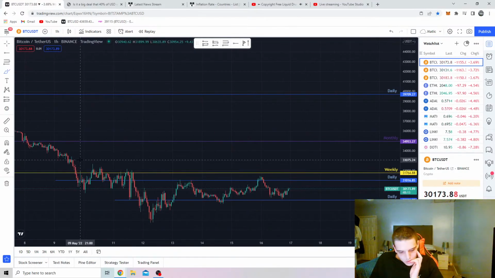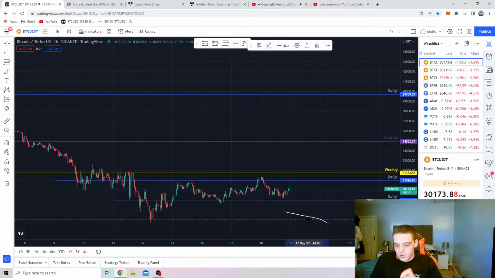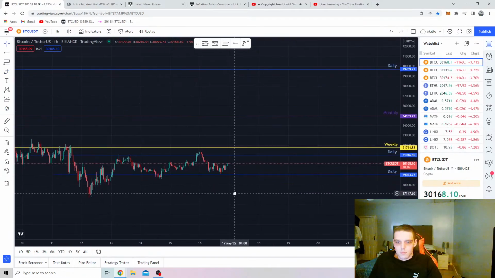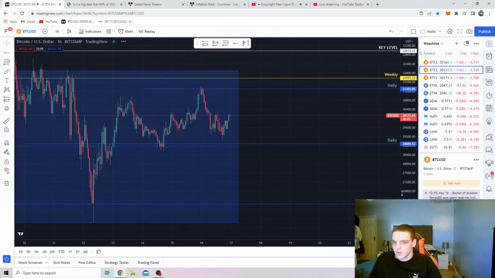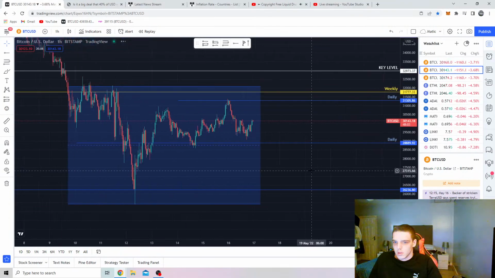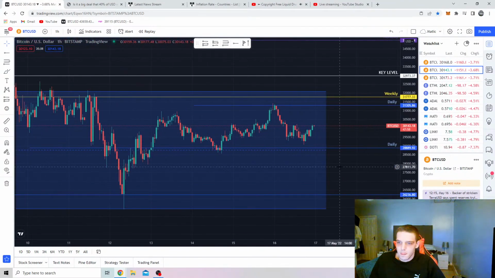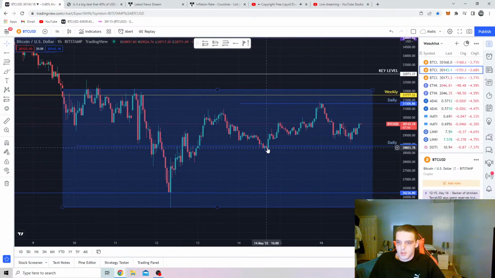What do you think Bitcoin does in the next few hours? Honestly, if you take a look at this, this is essentially the range that I think we've been following for a little bit. As you can see, this is the midpoint of the range, top of the range being in confluence with the weekly and the daily, and this being the bottom part of the range.